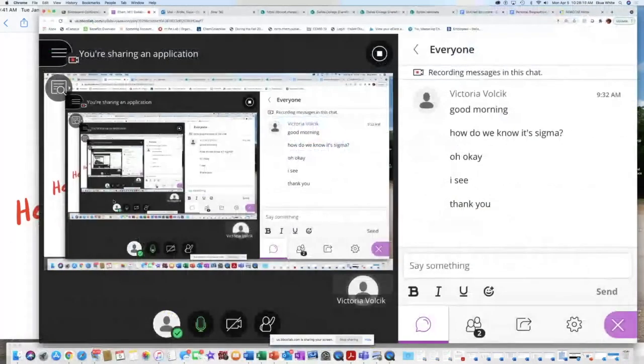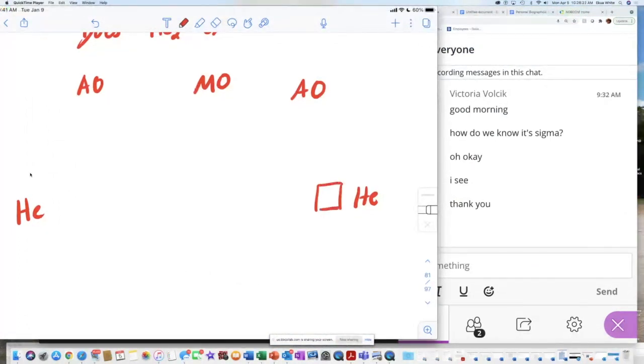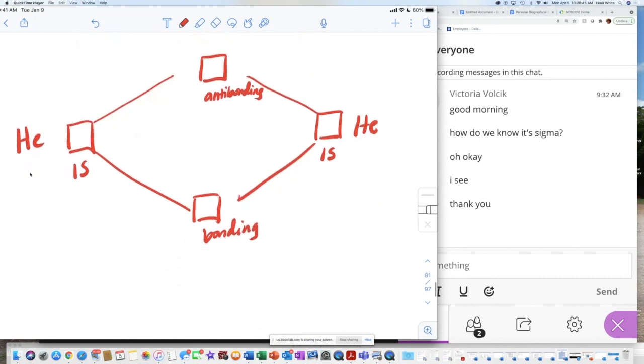Okay, so I just need one block and one block for the 1s orbital. And then when these join to form the molecular orbital, we'll get one block, one block. Anti-bonding, bonding. Since they're s, guess what? Sigma, sigma star.